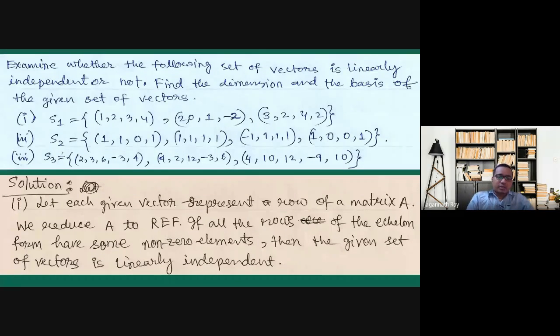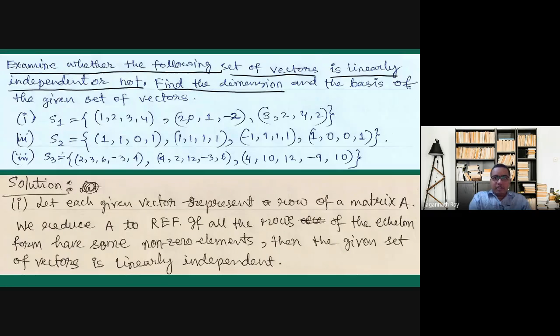Now we see some more examples. Examine whether the following set of vectors is linearly independent or not. Find the dimension of the basis of the given vectors. You have to find the dimension of the basis.